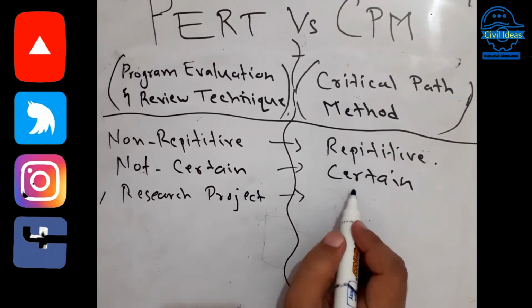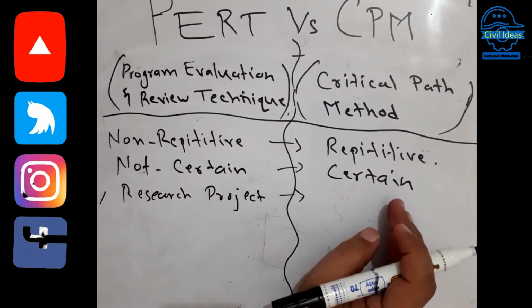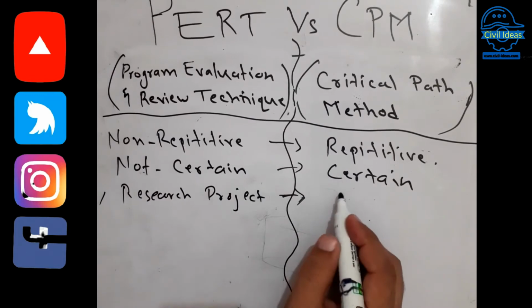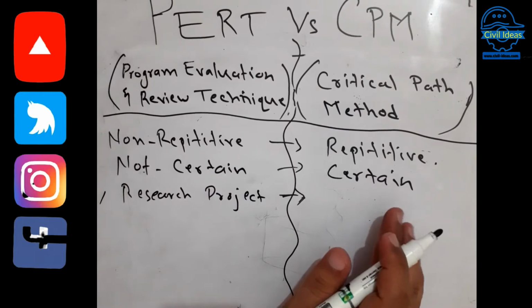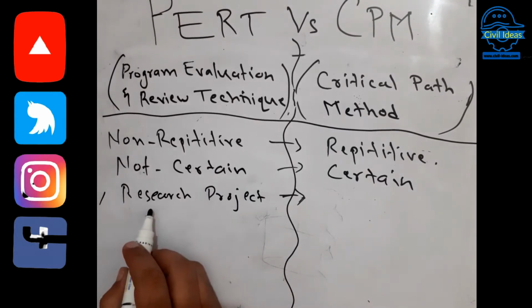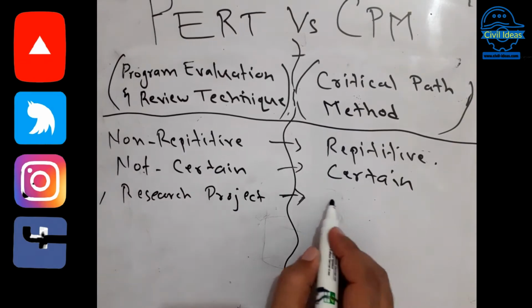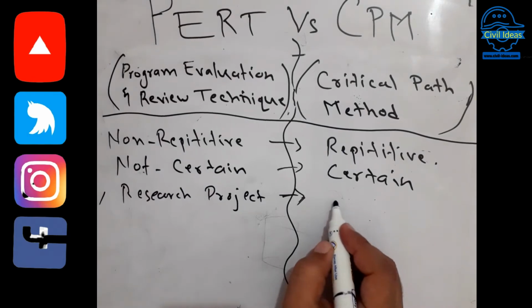Mostly it can be delayed by any accidental events, but mostly it is repetitive and it is certain that this project will be finished in that much time. And the third one is the research project, but it is normally not, you can say, any project. It is repetitive and can be used normally.